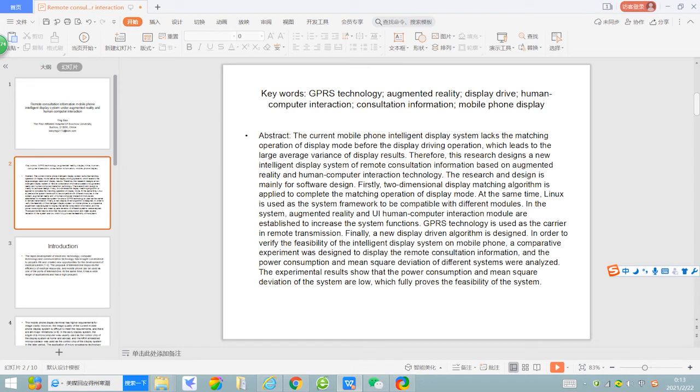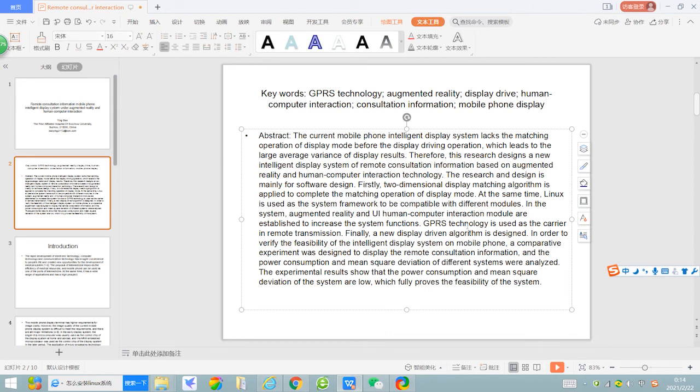The research and design is mainly for software design. Firstly, a two-dimensional display matching algorithm is applied to complete the matching operation of display mode. At the same time, Linux is used as the system framework to be compatible with different modules in the system. Augmented reality and UI human-computer interaction modules are established to increase the system functions. GPRS technology is used as a carrier for remote transmission.